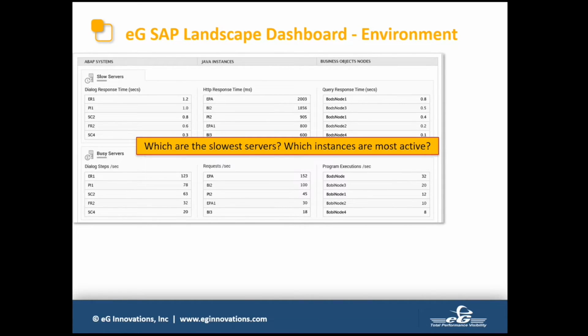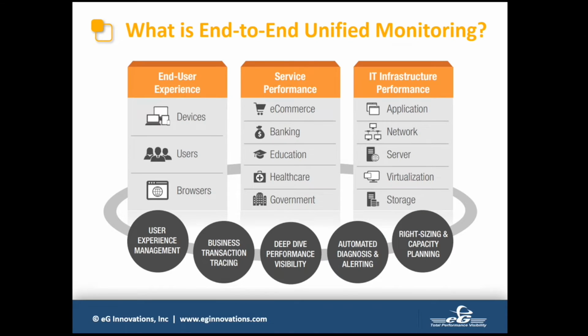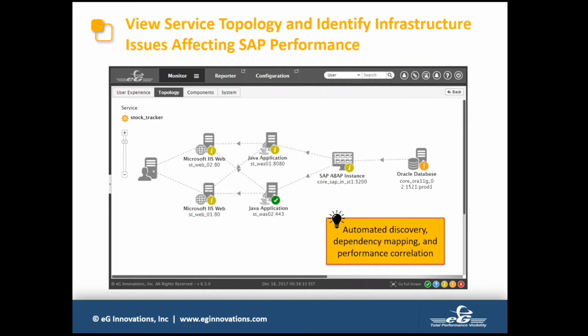So you don't have to configure anything. Everything you'll be able to see in this particular dashboard, which are the slowest servers, which instances are most active, and then which servers consume greatest resources. So for example, the CPU, memory, and the disk space. And then finally, we also have the automatic diagnosis and alerting. So in which we have something called a service topology.